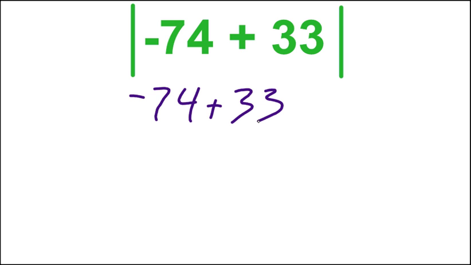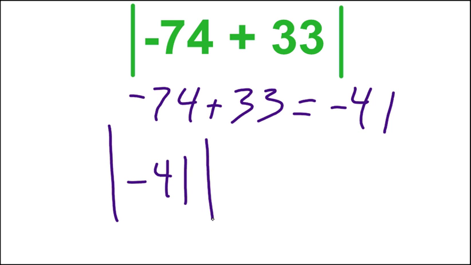So 74 minus 33 gives me 41. And we use the sign of the bigger number being the negative 74. So that's negative 41. Well, we ignored the absolute value to start with. We can't completely ignore it. So at the end, once we have our answer to the problem, we put that absolute value back with it.